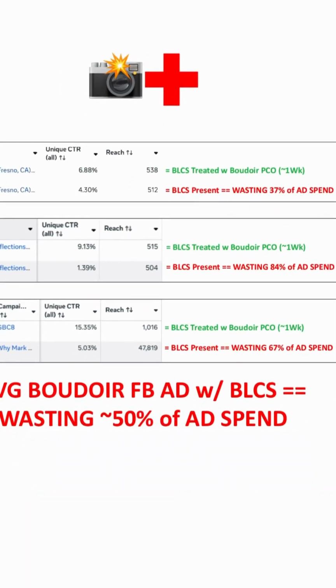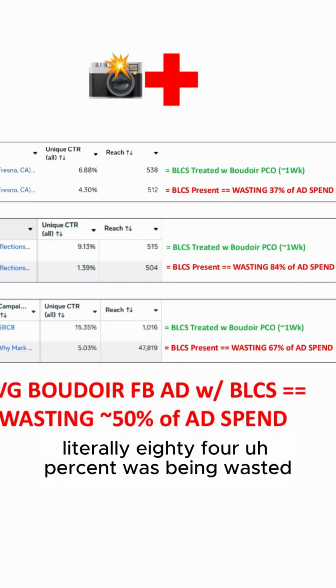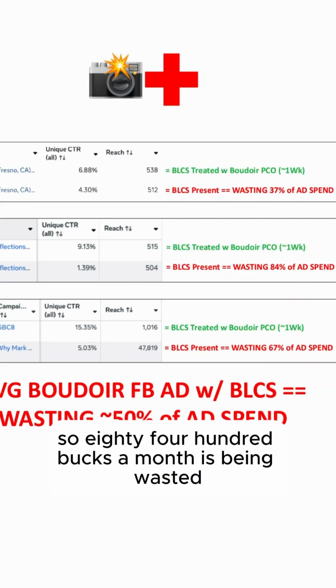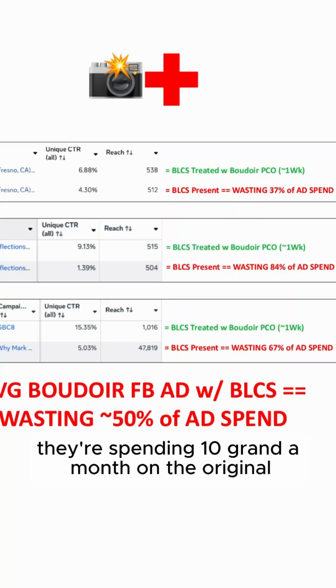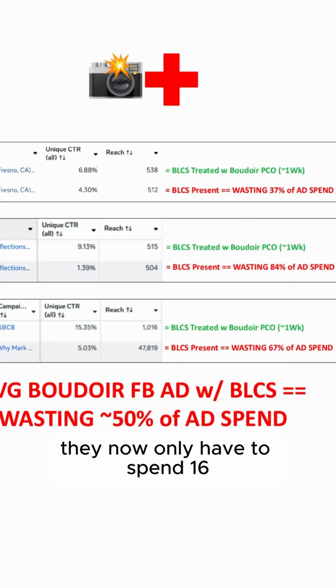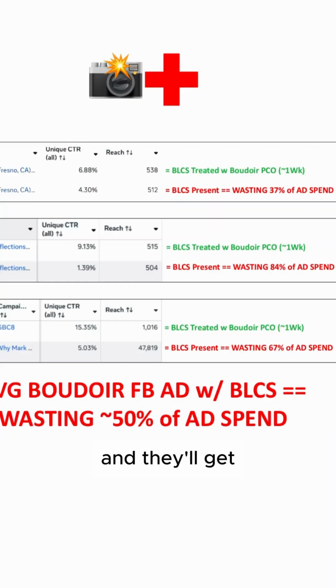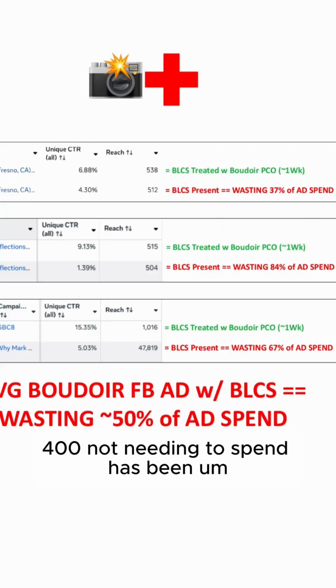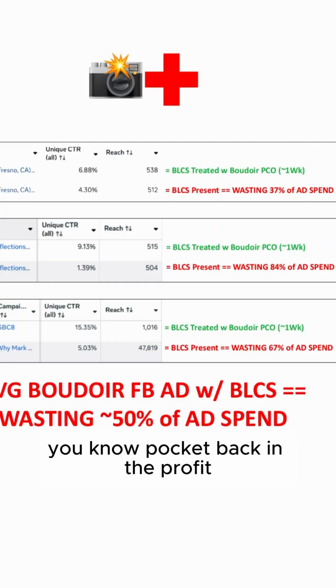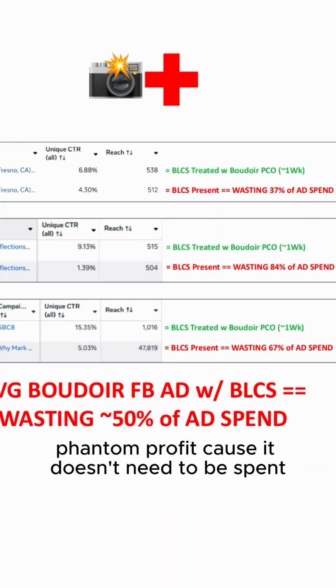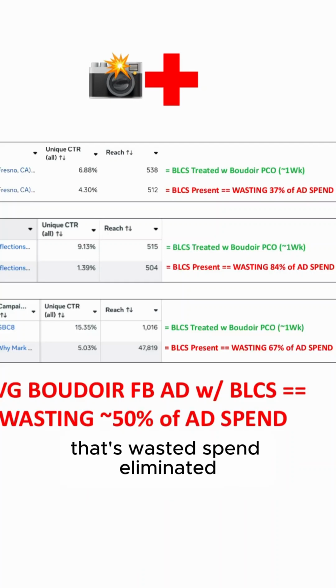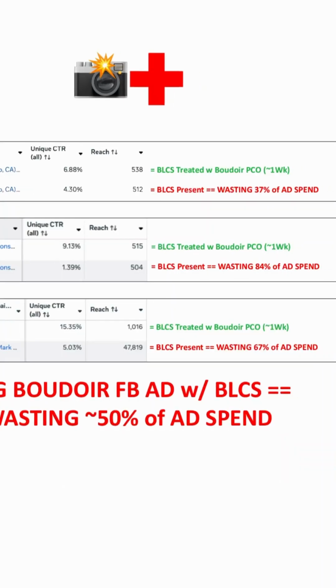So if they're spending 10 grand a month on the original Boudoir Facebook ad, it was wasting, literally 84 percent was being wasted. So 8,400 bucks a month is being wasted. They now only have to spend 1.6K, from 10K to 1.6K, on the Boudoir Pico treated ad, and they'll get that into the same number of women's brains in both scenarios. So 8,400 not needing to be spent goes back in the pocket as phantom profit, because it doesn't need to be spent. That's wasted spend eliminated. That's like 100 grand over the next 12 months for the boudoir photographer that's spending 10K a month in boudoir Facebook ads.